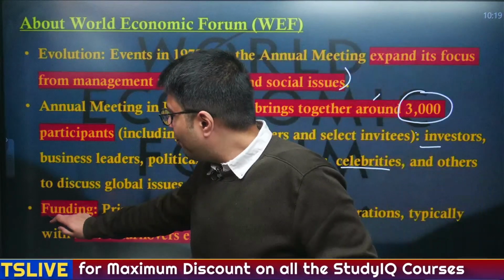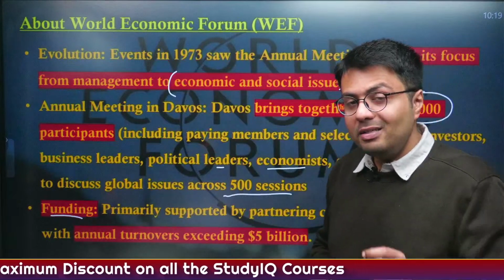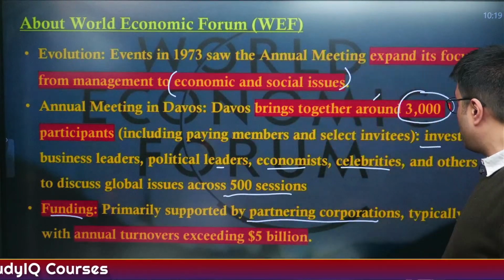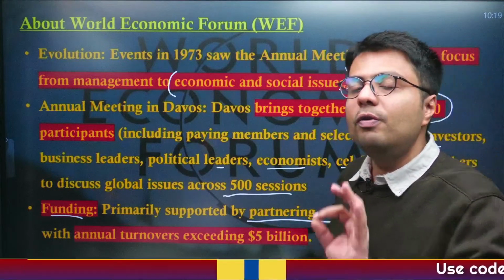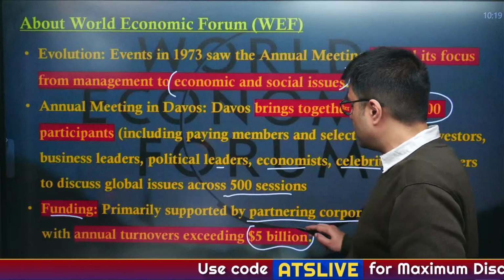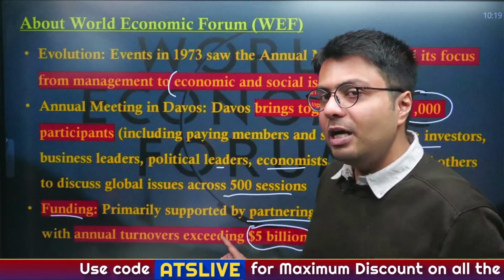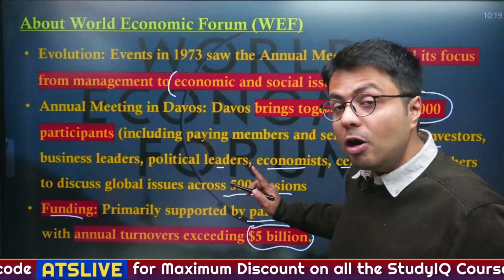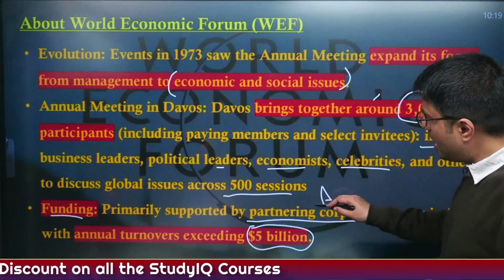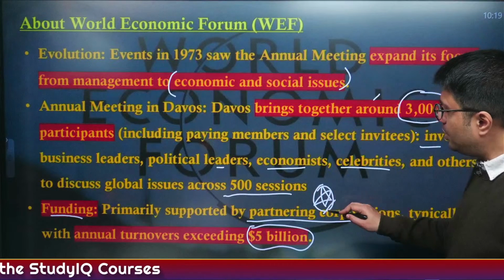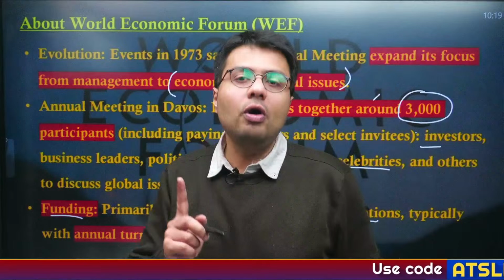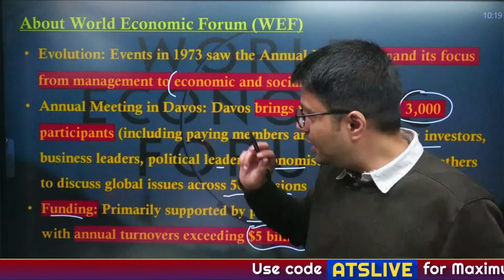Understood? Now, the funding for this organization, you have to understand, does not come from the government, but primarily it is supported by corporations, and the annual turnover of such funding for this organization is about $5 billion. So almost all of this $5 billion is contributed by the corporates and not by the governments. So this is another important part of this particular fact, that it is primarily funded by businesses or the corporations and not by the government.